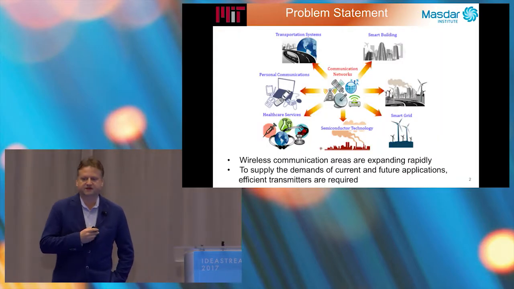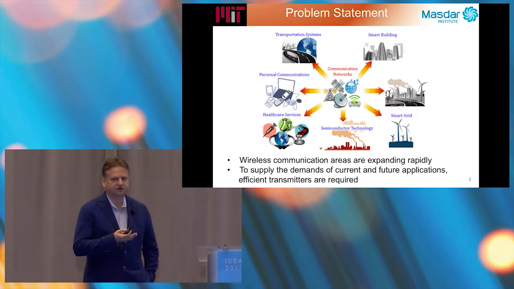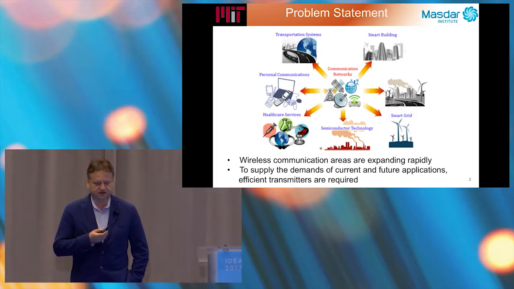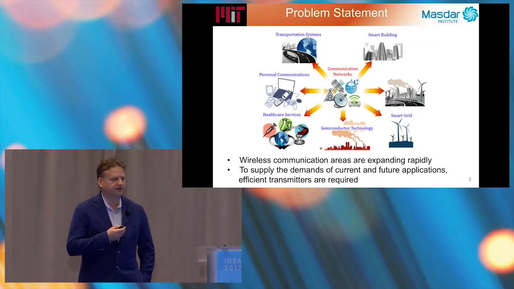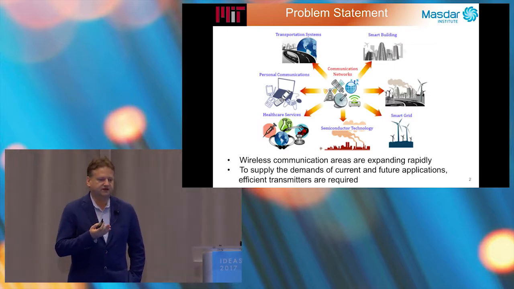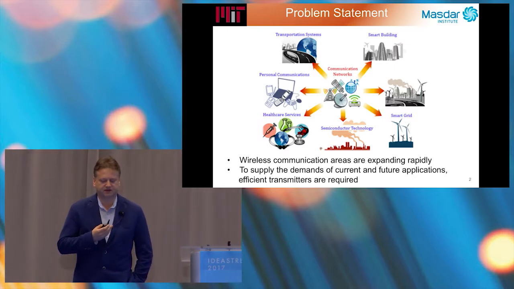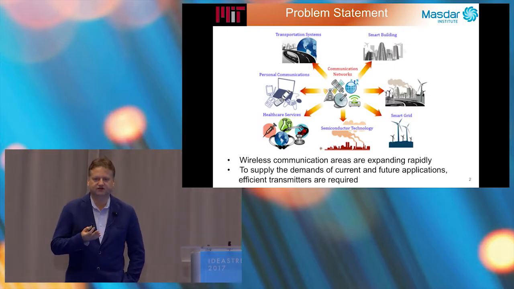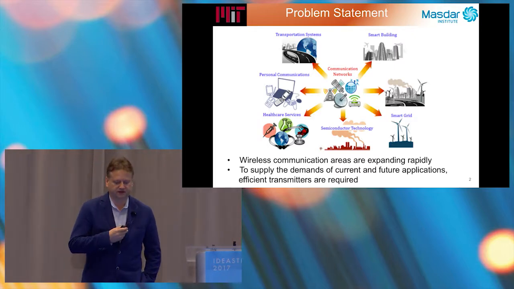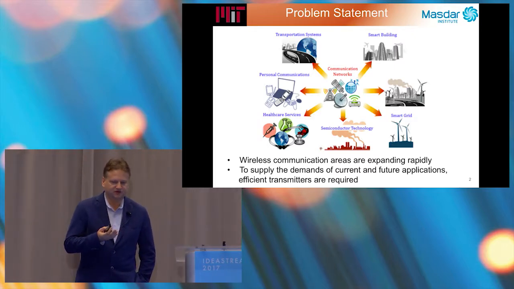So this is the problem statement. We know that wireless communication is pervasive and wireless communication areas are expanding rapidly. Another problem we see here is that transmitters used in this type of application are not efficient, so we are wasting most of the power, about 70 to 80%. That is why it is paramount to look into solutions which provide efficient transmitters.